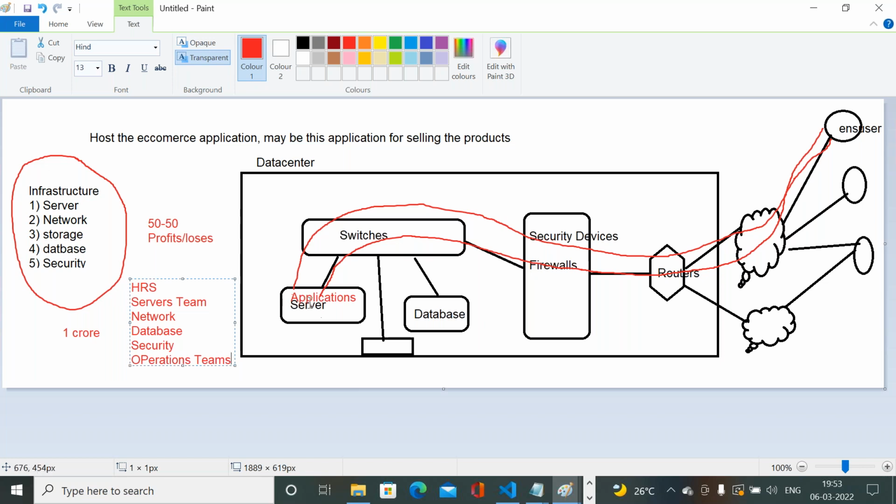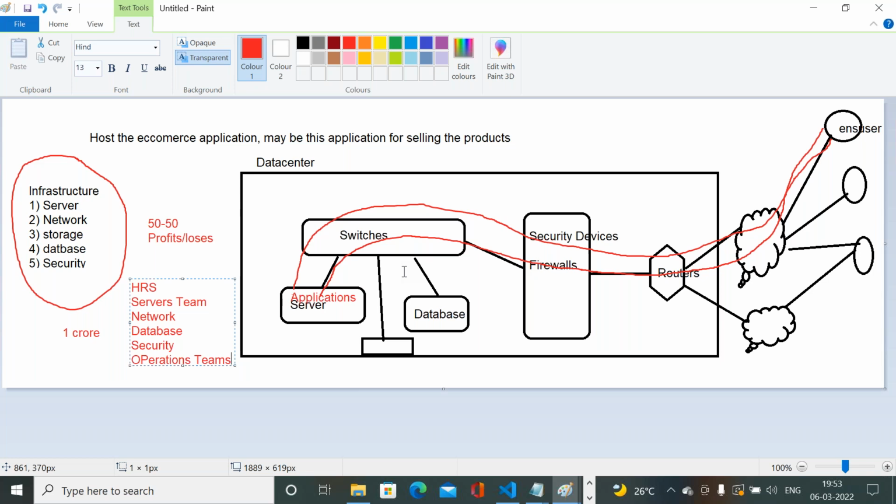So this is the overall thing he has to manage in order to host single applications. The major factor here is that these are new applications, and he cannot invest 1 crore even for a single application. So this is the drawback. This is the way we used to do it in traditional ways.